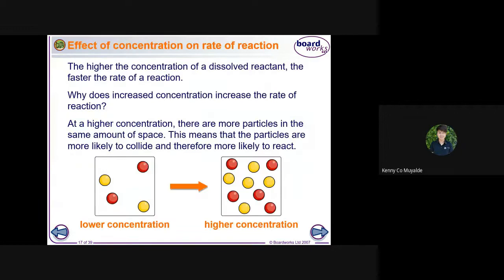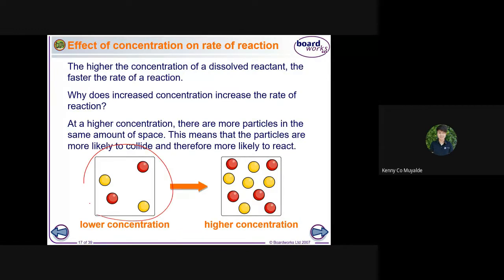Okay? Now we go to concentration. The higher the concentration, the faster the rate of reaction. So concentration comes into effect kapag ang pinag-uusapan natin ay solid at liquid. Okay? Bakit kaya tumataas ang rate of reaction kapag mataas ang concentration? Kasi kapag mas mataas ang concentration, mas maraming particles doon sa same amount of space.